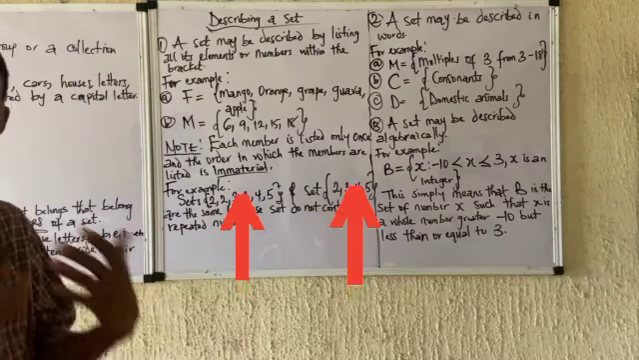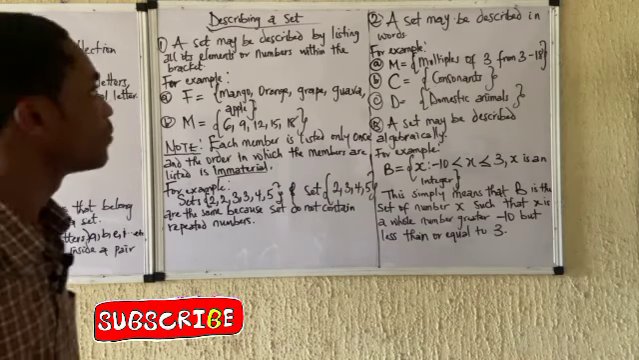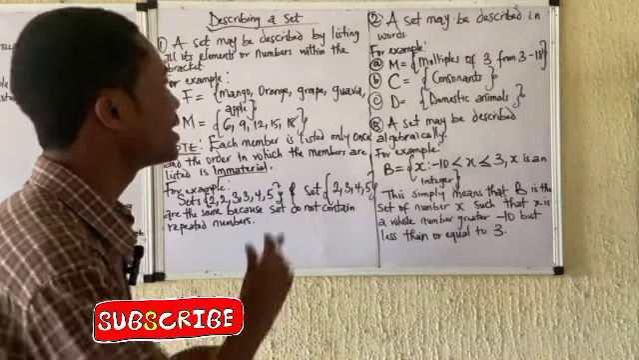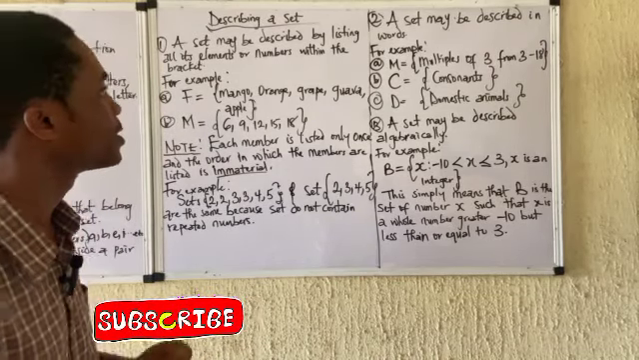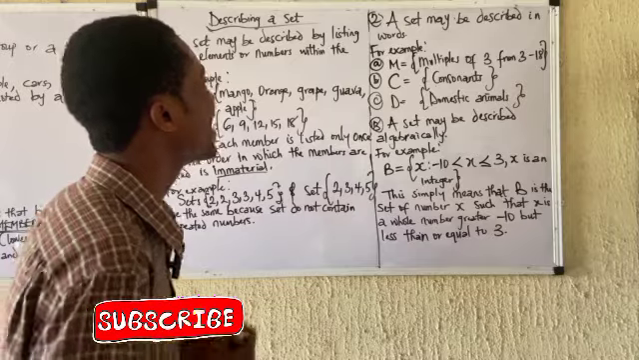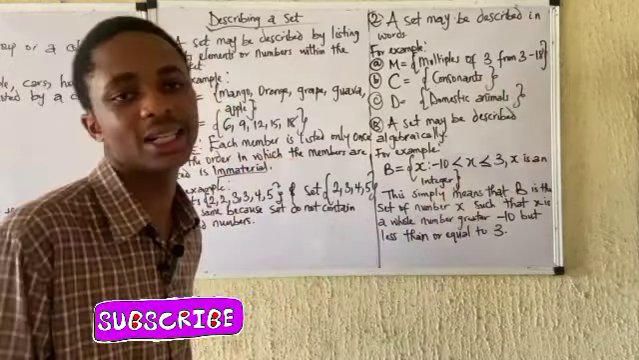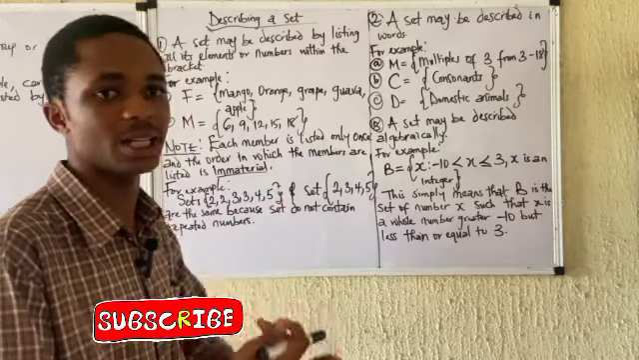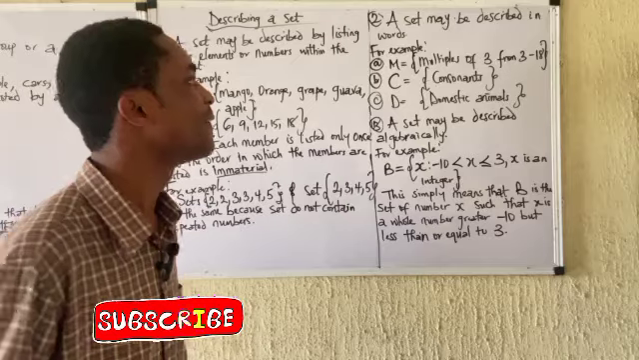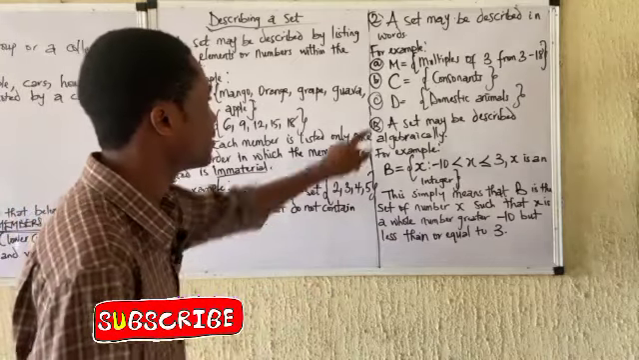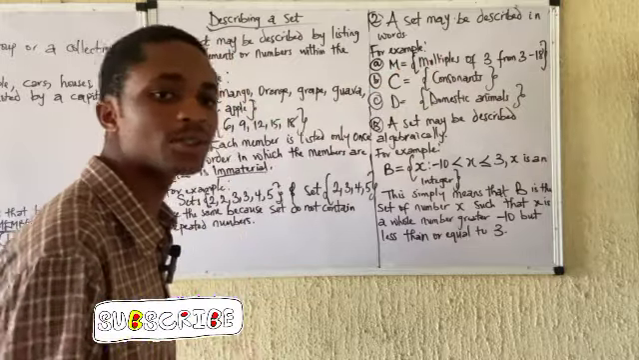So these are the things you should know before solving or attempting any set question. Number 2: a set may be described in words. For example, as circled on the board, M, which is the set, has elements that are multiples of three. Multiples of three: you see, three, six, nine, 12, and 18.